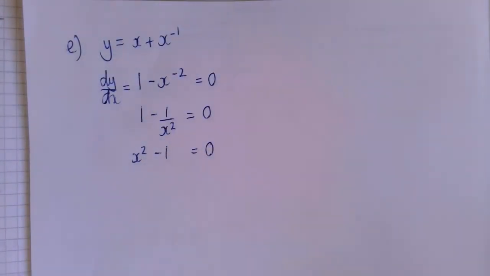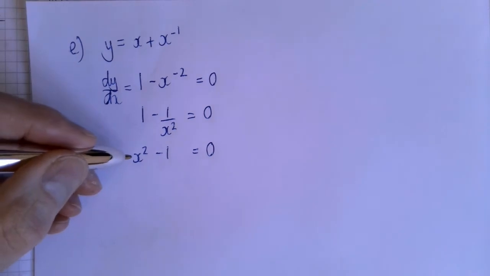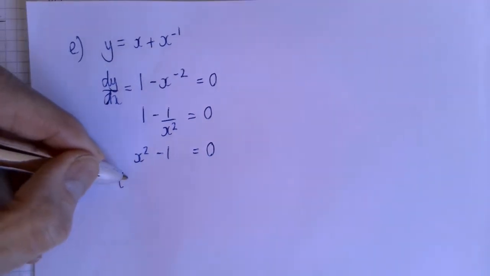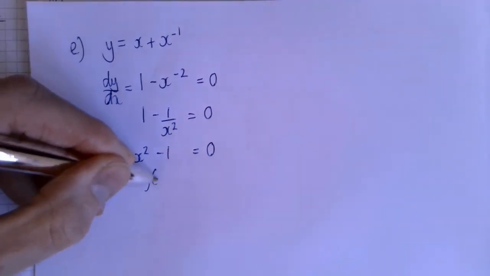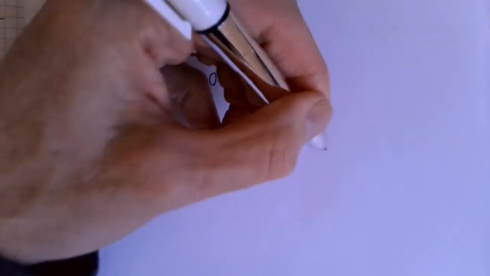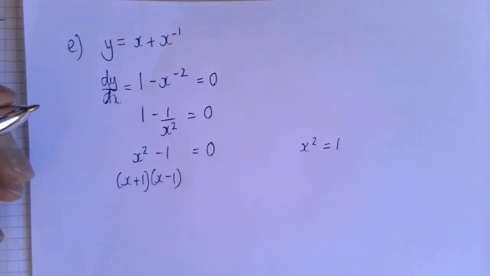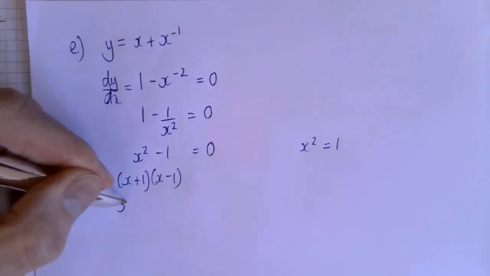And, well, I've got 3 or 4 ways of doing it. I could reach for my calculator. A is 1, B is 0, C is minus 1. You might have already spotted this is a difference of 2 squares. Or you might have just said, okay, x squared equals 1. So whichever way you do it, you get plus or minus 1 as your answer.